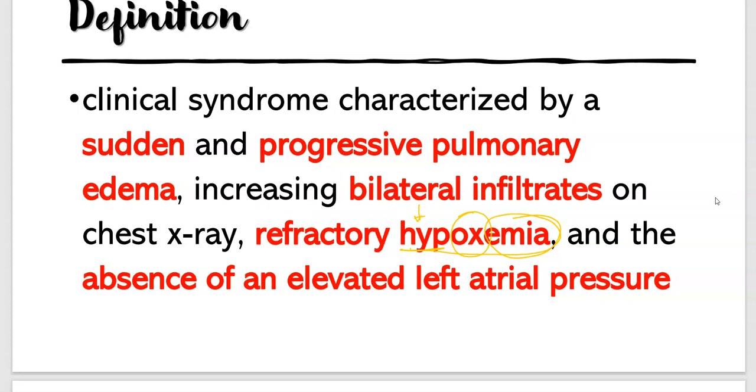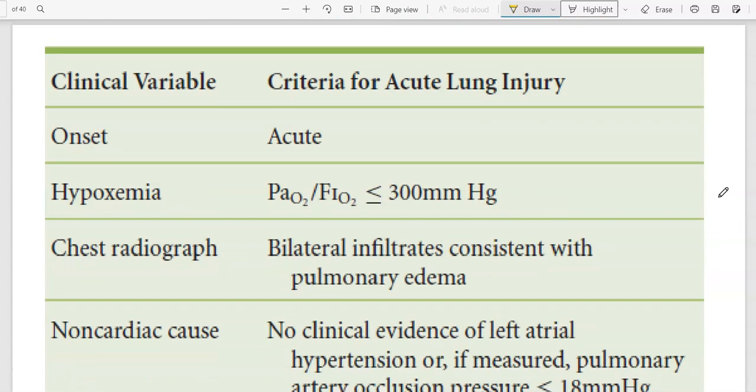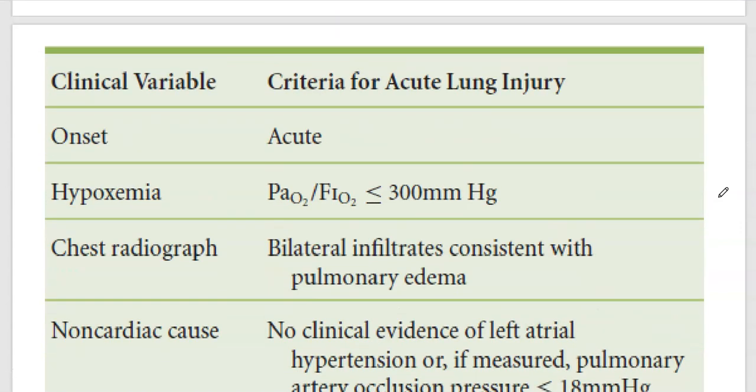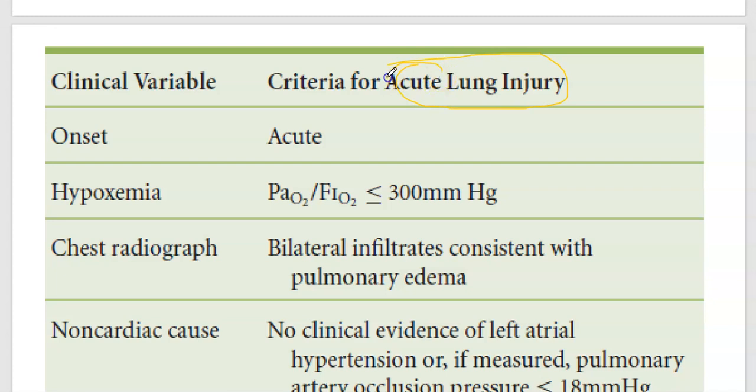Okay? Absence of an elevated left atrial pressure which facilitates gas exchange. Okay? That is what's wrong with your acute respiratory distress syndrome. Now, with your ARDS, ito yung acute lung injury natin. Yung onset, sabi ko nga, mabilisan. Acute lung injury, mabilisan. Kasi from the word acute, it's fast, it's rapid, it's now.